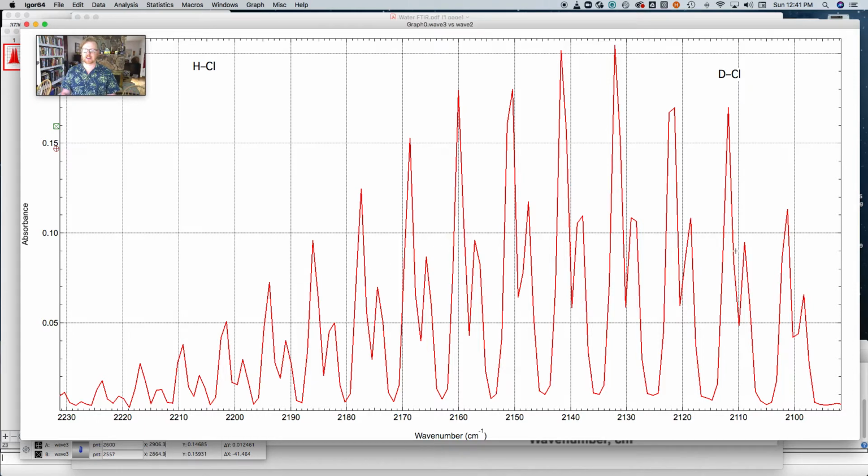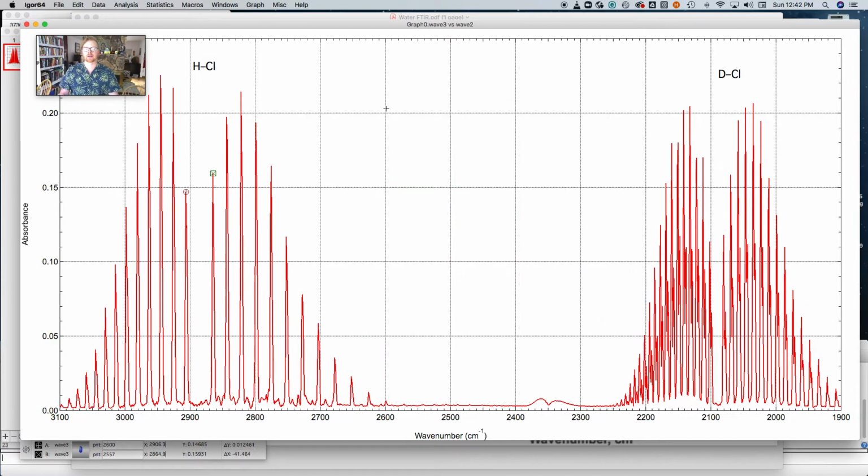So you can see that this whole family of peaks, this peak right here would still be the J1, but this is the J1 for a D35Cl, and this is the J1 for a D37Cl, which is really, really cool to see those isotopic abundances. We rarely see those in spectra, but they're actually resolvable in this FTIR gas phase spectra, which again is super cool.